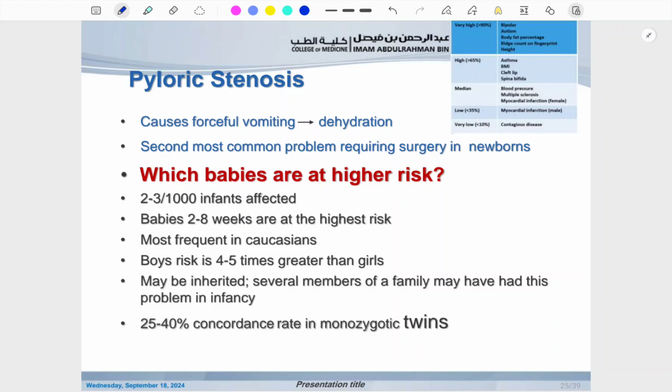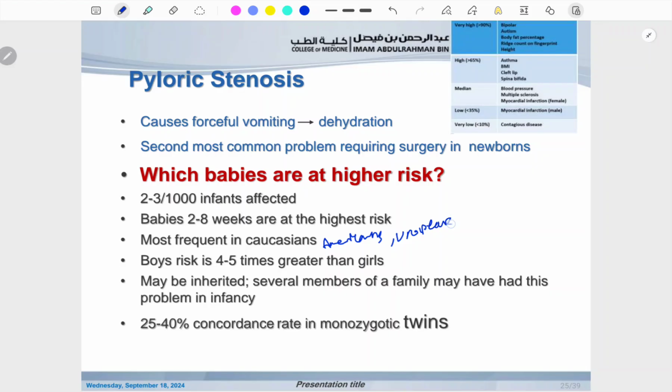Which babies are at higher risk? We found 2 to 3 in 1,000 infants. Babies 2 to 8 weeks old are at the highest risk. It is most frequent in American, Caucasian, European populations. Boys' risk is 4 to 5 times greater than girls. And you say why? You understand? And you say why?